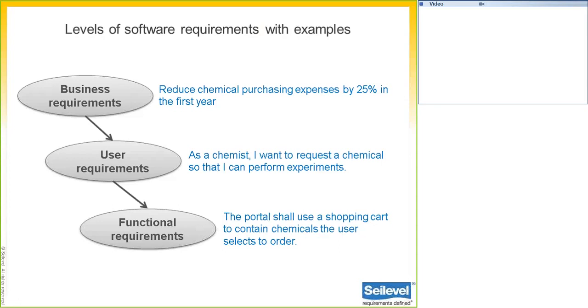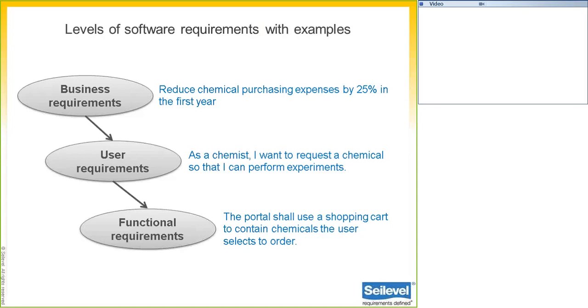And at that user requirement level, you could write those as user stories, or you might write them as use cases, for example. This one here is written much more like a user story. Even if you're not in an Agile project, you can use that format. And then the bottom level is the functional requirement. This one is just a simple statement about what the system must do to support that user requirement.